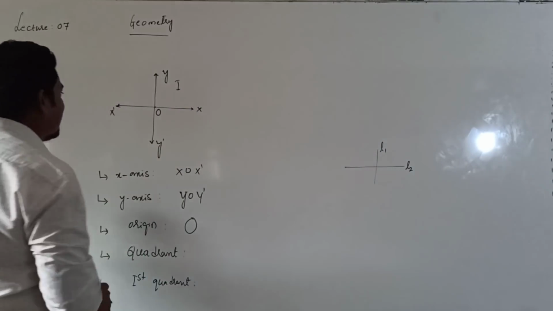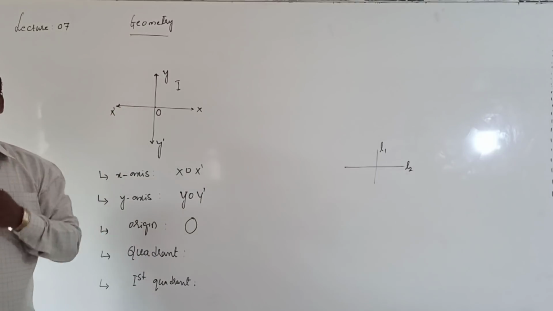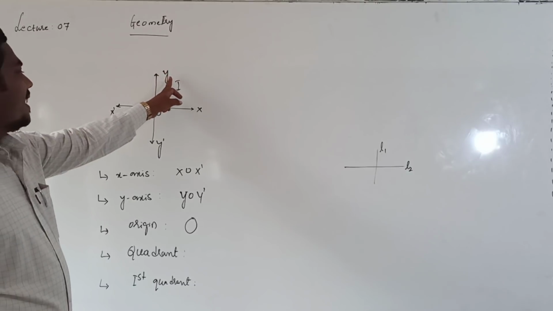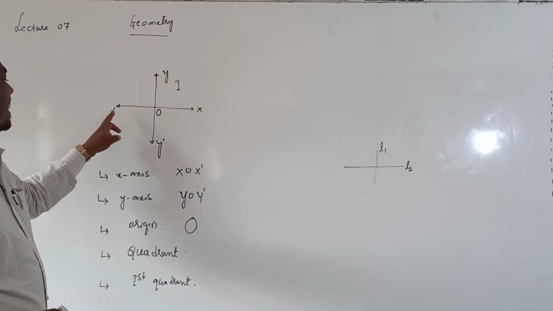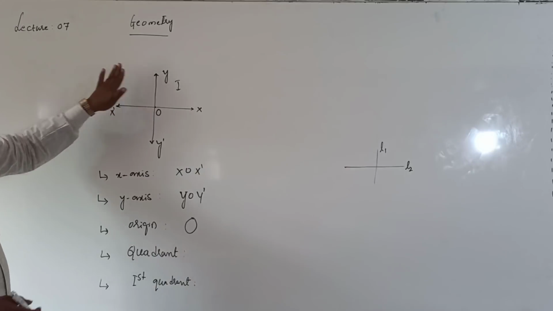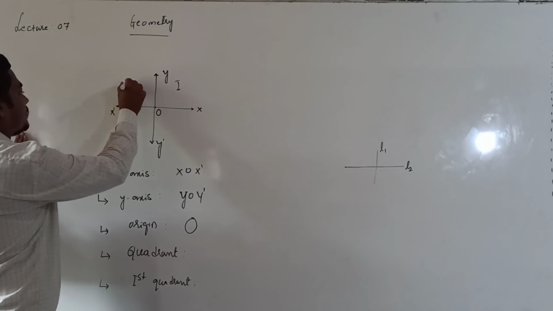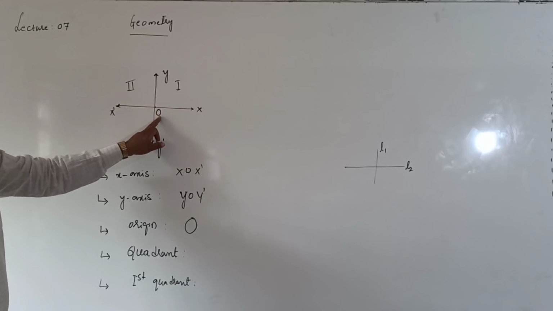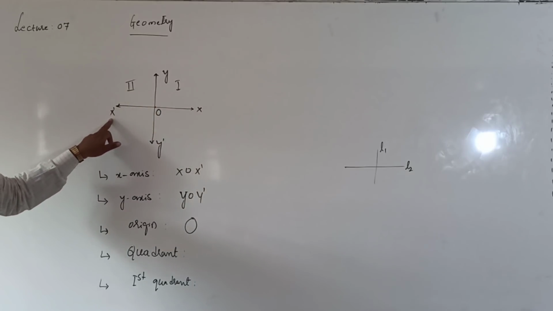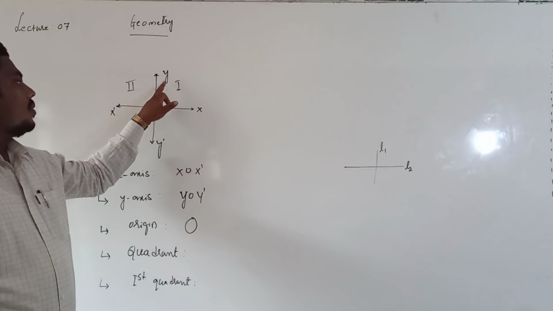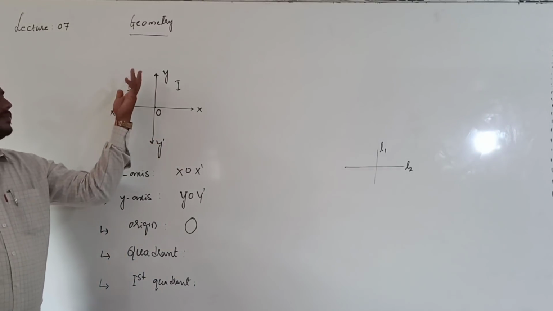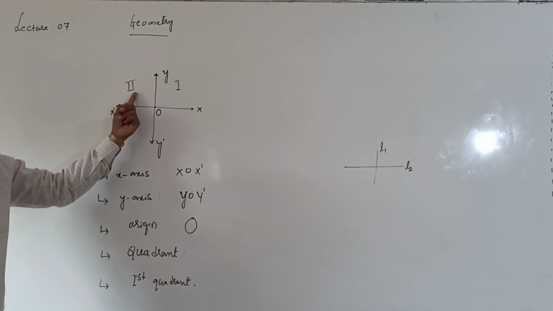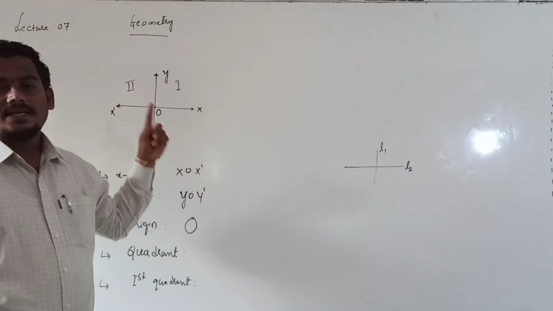Similarly, what is second quadrant? Means what is definition of second quadrant? Same sentence. The part of the plane y, o, x prime. This part is known as second quadrant. The part of the plane y, o, x prime is called second quadrant.